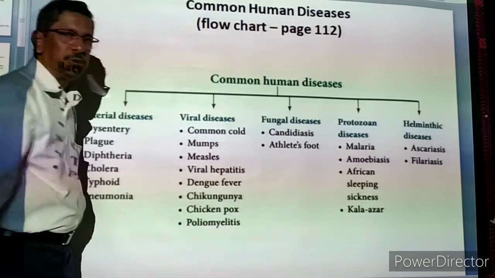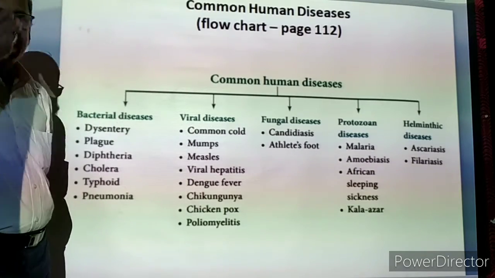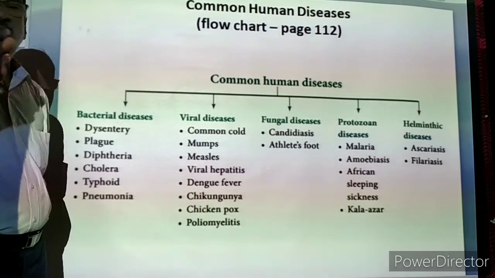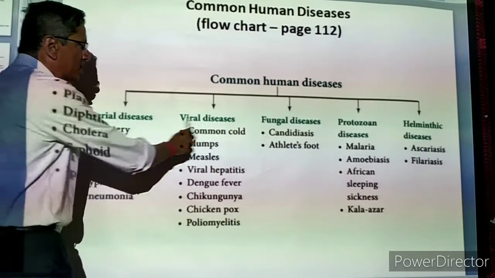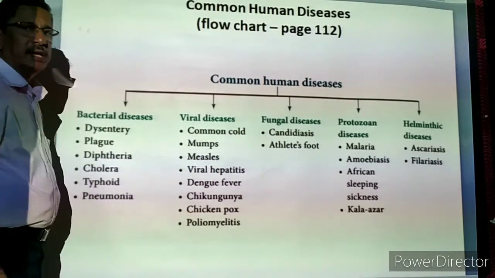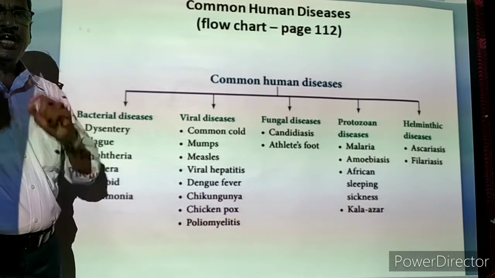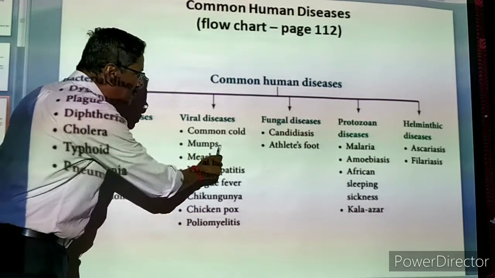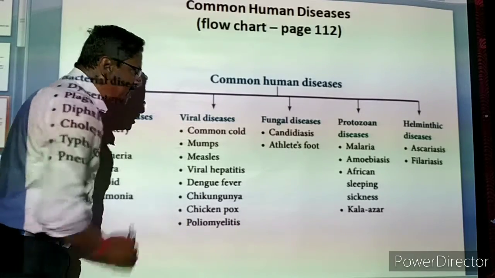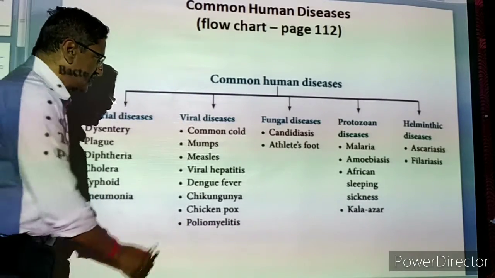First one is the common cold. Throat infection, running nose, sneezing. That is only a cold; shortly we are calling it a cold. Common cold. Mumps. That means the glands present in the mouth cavity, the salivary glands, are infected. As a result, mumps will be caused. Measles, a respiratory infection by viruses.